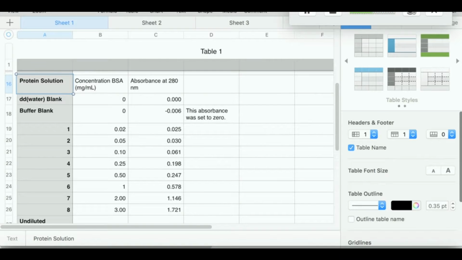And then I'm going to put in this 0.05 milligrams per mil BSA. It produced an absorbance of 0.030. Fine, record that in my notebook. I do the third sample. It has a concentration of 0.1 milligrams per mil of BSA. Put it in the cuvette, run the sample. It produces an absorbance of 0.061. Record that in the notebook.